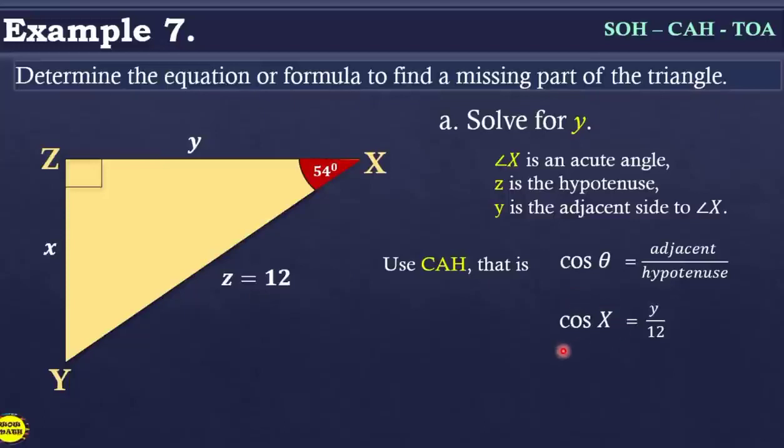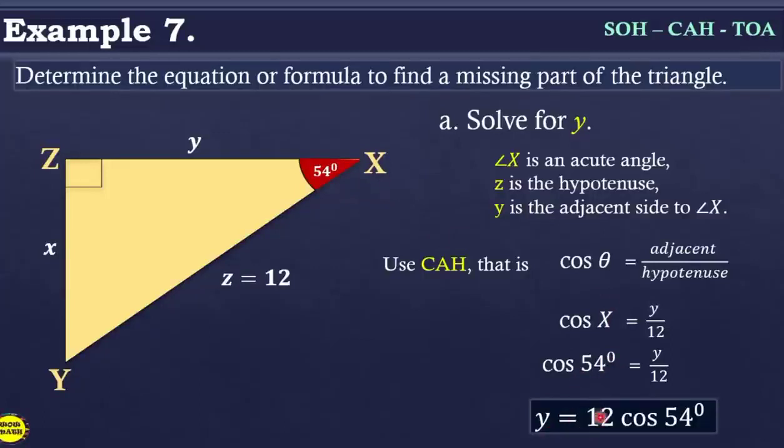And then, we now have cosine 54 degrees is equal to y over 12. By cross multiplication, kanina hindi pa pala tayo nag-cross multiply doon. Sinubstitute lang muna natin yung angle x natin, which is 54 degrees. So, eto na po. Cross multiplication, we have y is equal to 12 times cosine 54 degrees. So, this is the formula or equation to find the missing part of the angle.